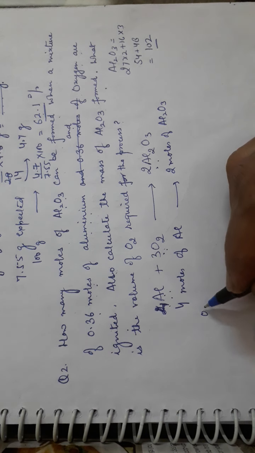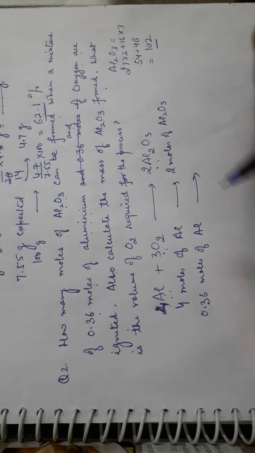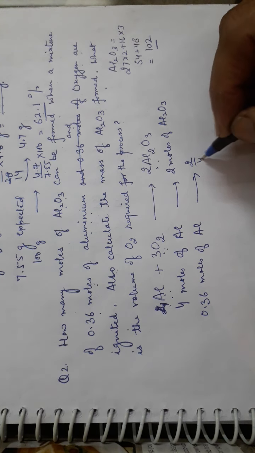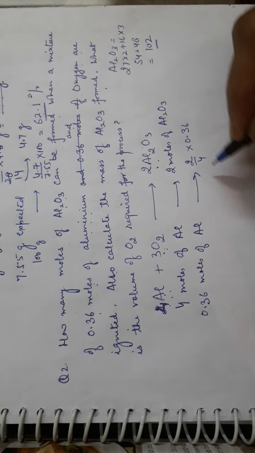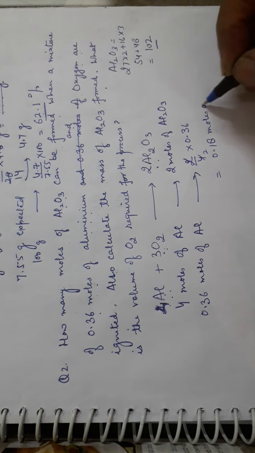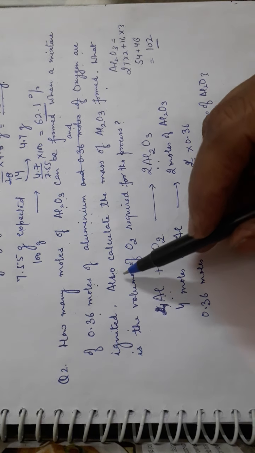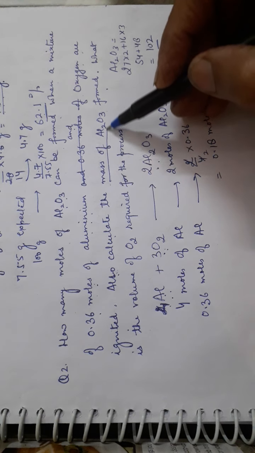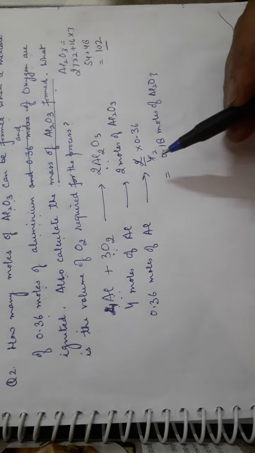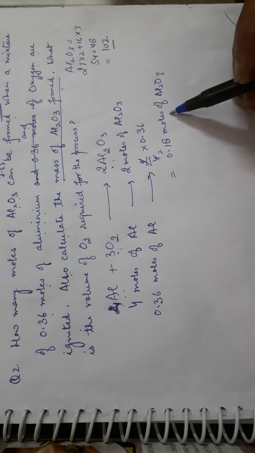As per the equation, 4 moles of aluminium react with 3 moles of oxygen to produce 2 moles of alumina. We have 0.36 moles of aluminium; how much alumina will it produce? 2 upon 4 into 0.36, that is 0.18 moles of Al2O3. Let us see the question carefully. Also calculate the mass of alumina formed. By the mole mass interconversion, we can find out the mass in 0.18 moles of alumina.